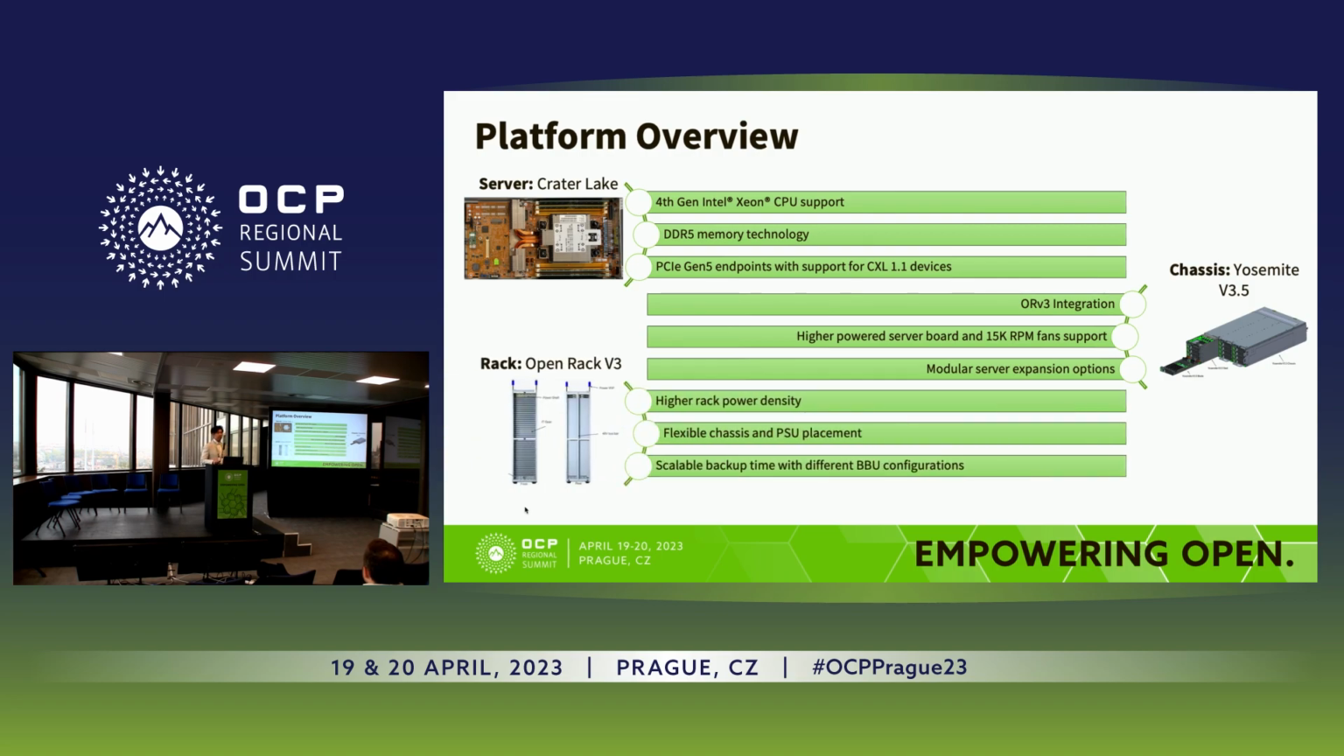OpenRack V3 will allow us to scale up our power density at the rack level, along with better placement decisions that we can do with our power architecture, including power supplies and BBUs, and including the ability to scale up our BBU resources with the rack.